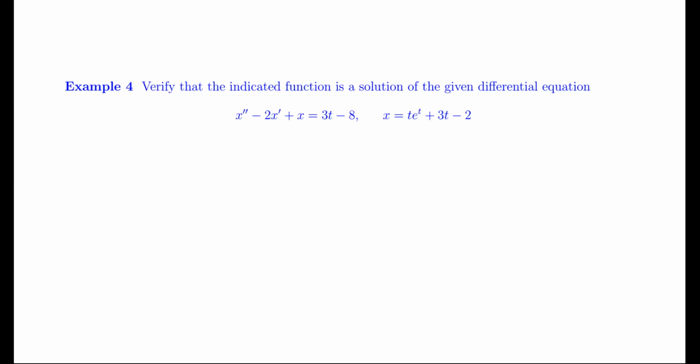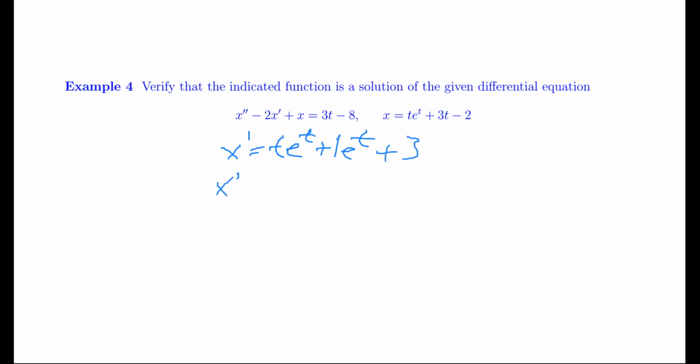Well, if we know x is t e to the t plus 3t minus 2, x prime is, now we need to do the product rule for t e to the t because we're taking a derivative with respect to t here. That's our independent variable. So this is the first times the derivative of the second plus the derivative of the first times the second. And now we've taken the derivative of t e to the t. And we take the derivative of 3t, so it's 3. And then the derivative of 2 is 0.